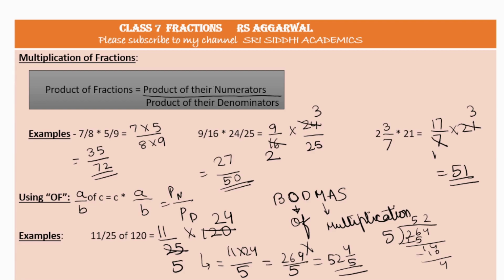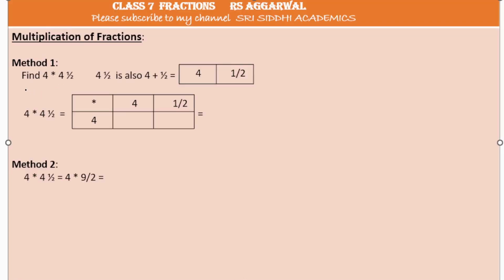Okay, now let's understand different methods. If there are any other methods to find the product of fractions, let's learn the first method. See, the example given here is 4 into 4 1 by 2. The 4 1 by 2 is a mixed fraction. This is actually 4 plus 1 by 2. One part of it is a whole number, 4, and the other part is a proper fraction, 1/2. That is how we write 4 1/2, by combining these two, right?